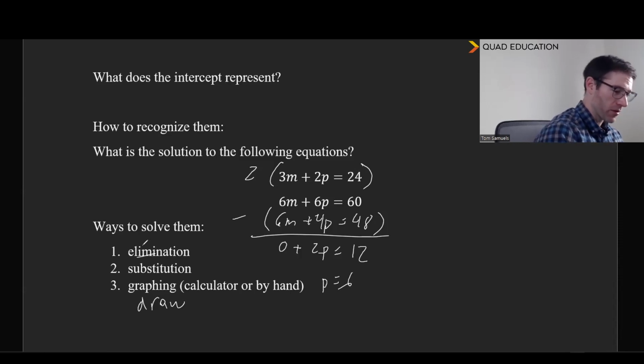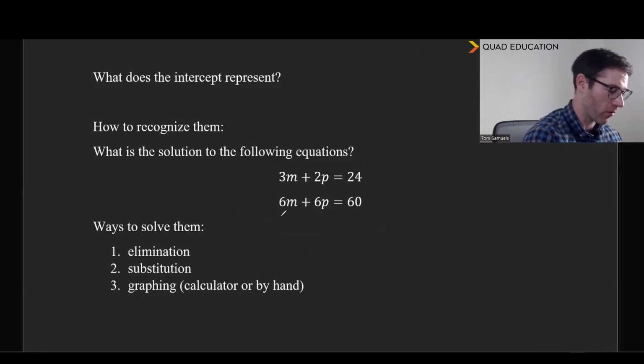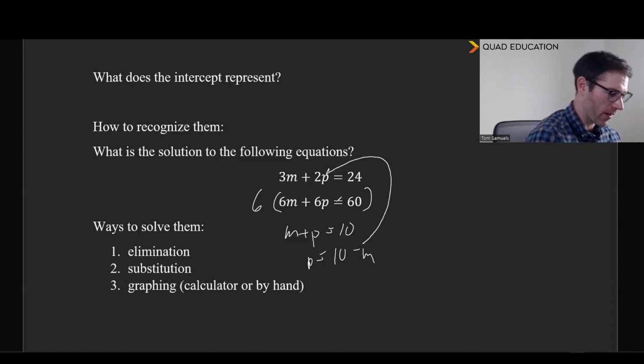Let's talk about substitution. So I'll clear this out. Something you may have seen at home: 6m plus 6p equals 60. I can just divide that by 6 and get m plus p equals 10. And then what I can do is substitute. I want to get one letter by itself first, so we're going to say that p is equal to 10 minus m. And what I can then do is throw that right into there.